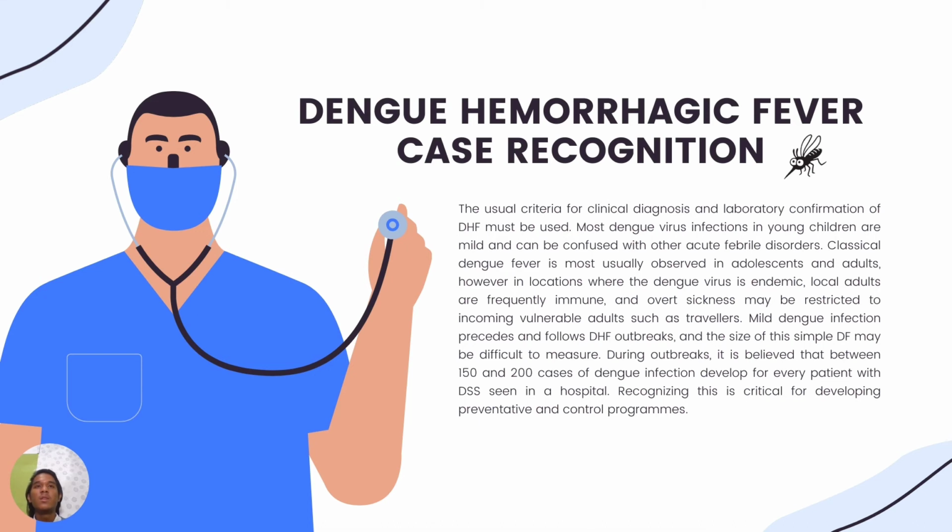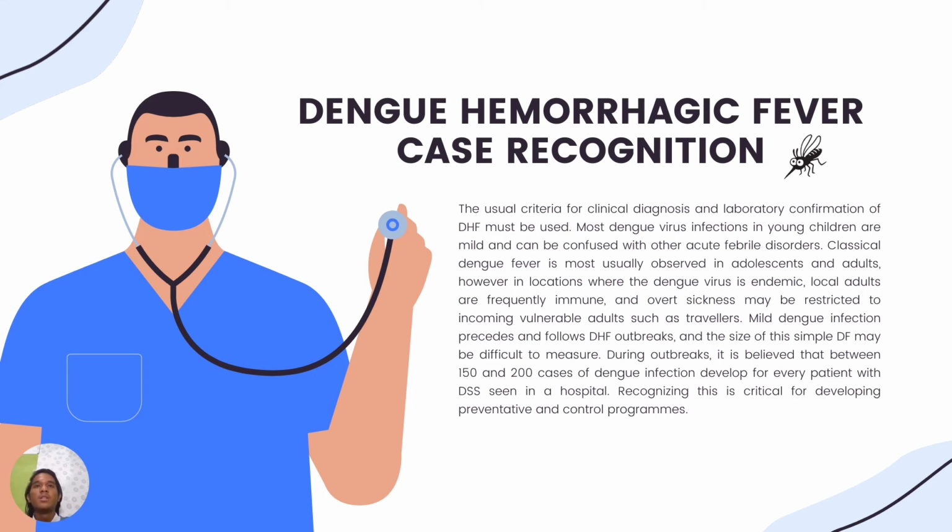Classical dengue fever is most usually observed in adolescents and adults. However, in locations where the dengue virus is endemic, local adults are frequently immune and overt sickness may be restricted to incoming vulnerable adults such as travelers.